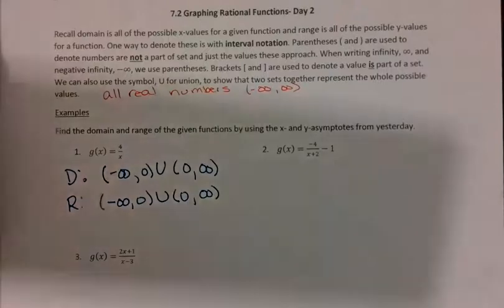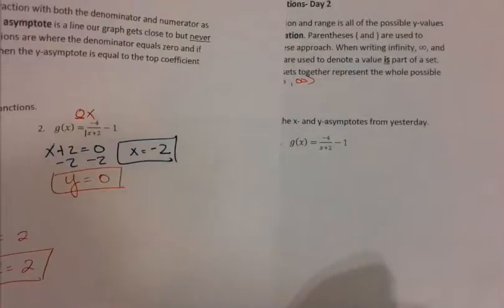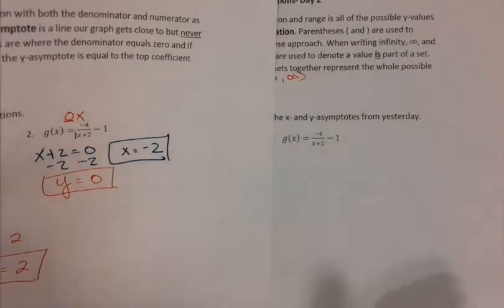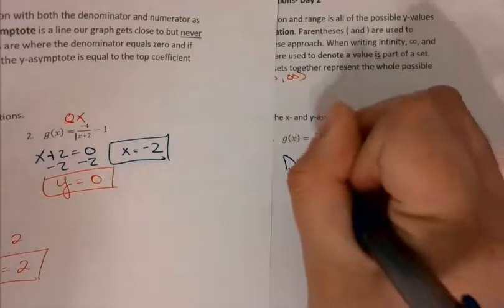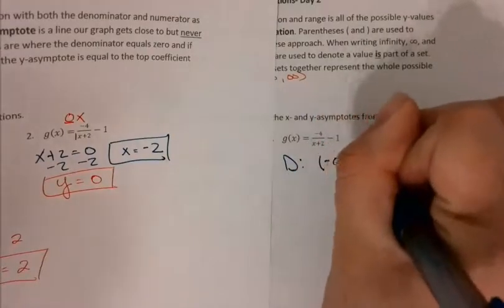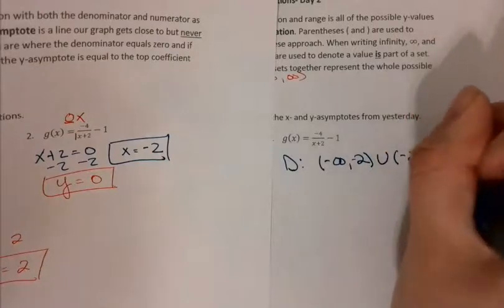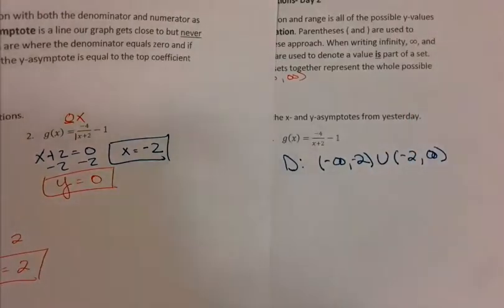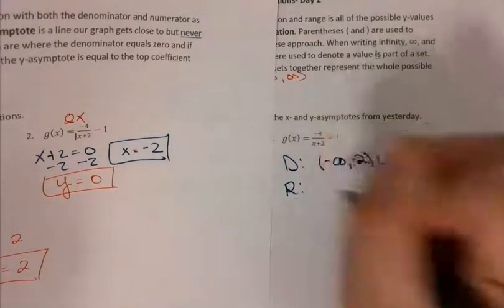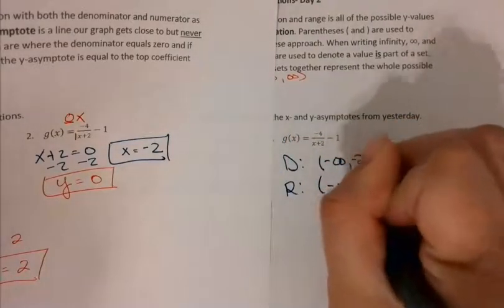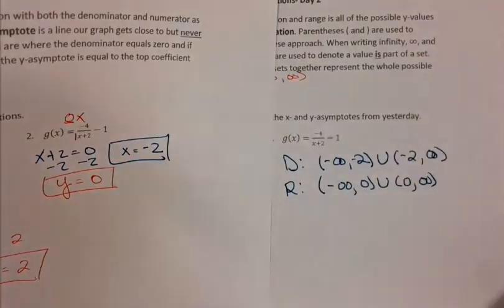Looking at number 2, my x asymptote was negative 2, so my domain is going to be negative infinity to negative 2, unioned with negative 2 to positive infinity. Then my range was at y equals 0, so I'm going to have negative infinity to 0, unioned with 0 to positive infinity.